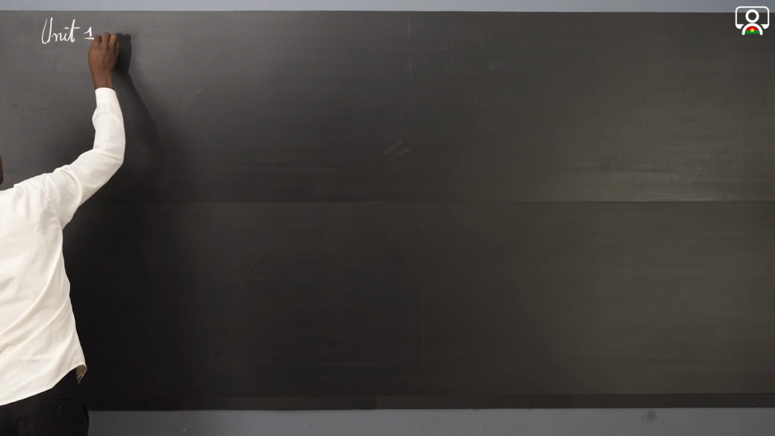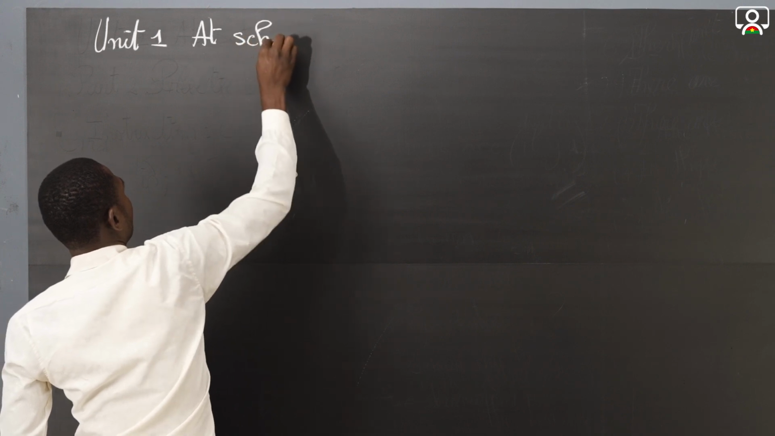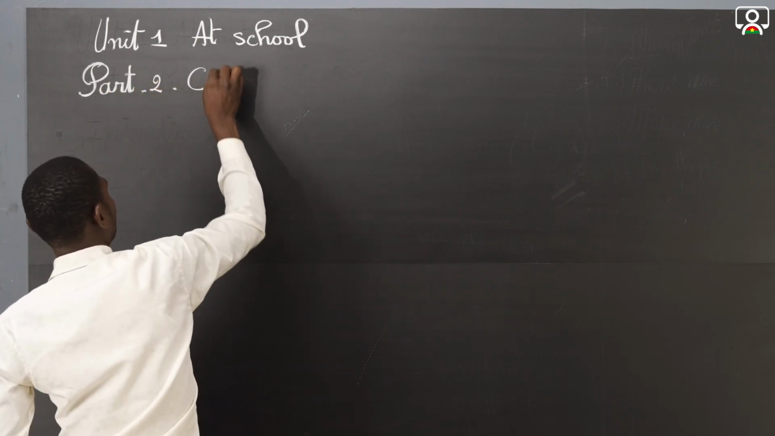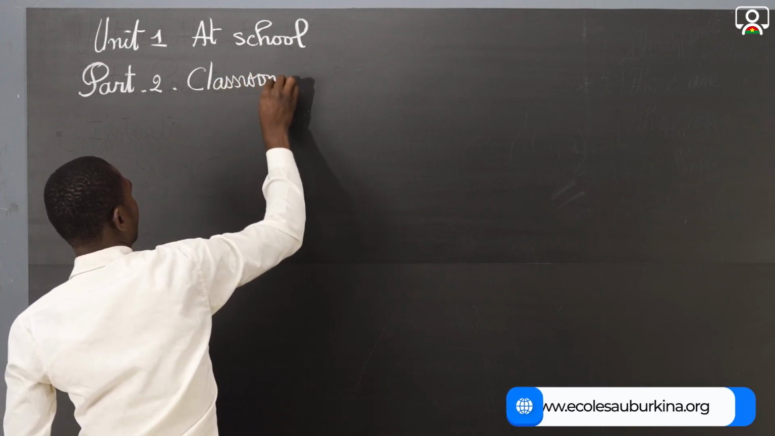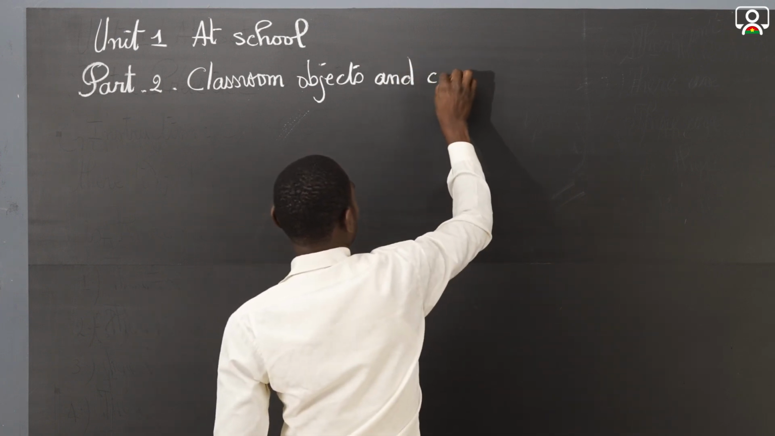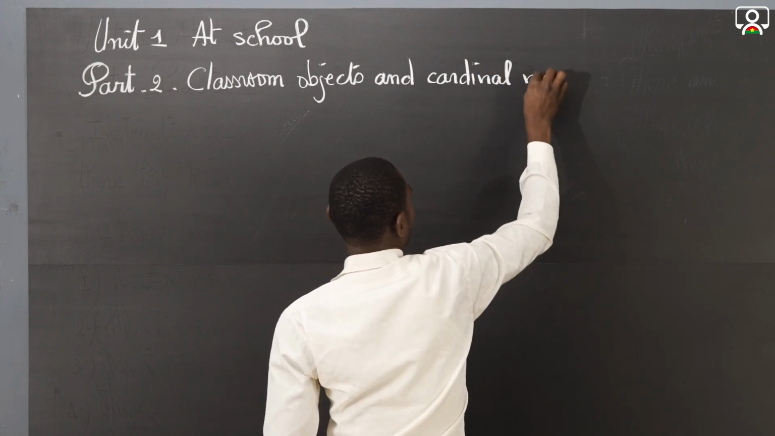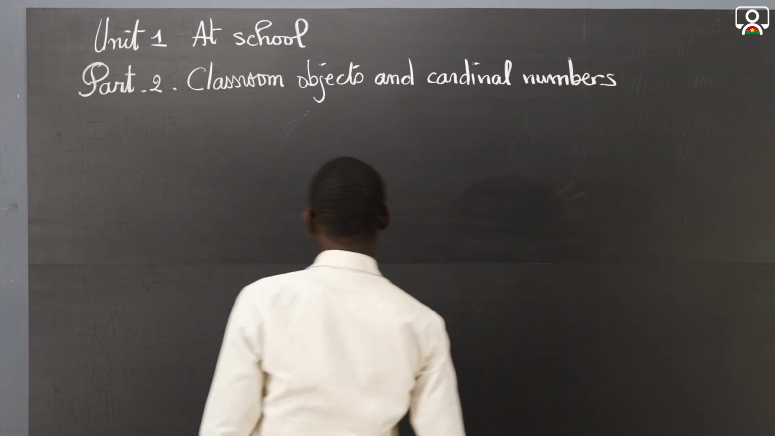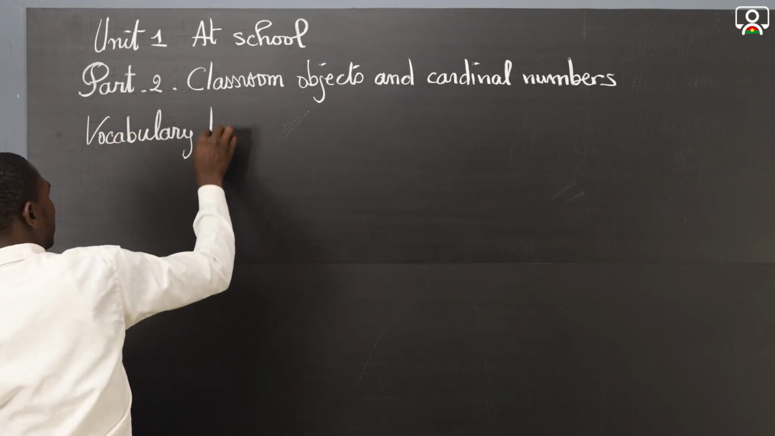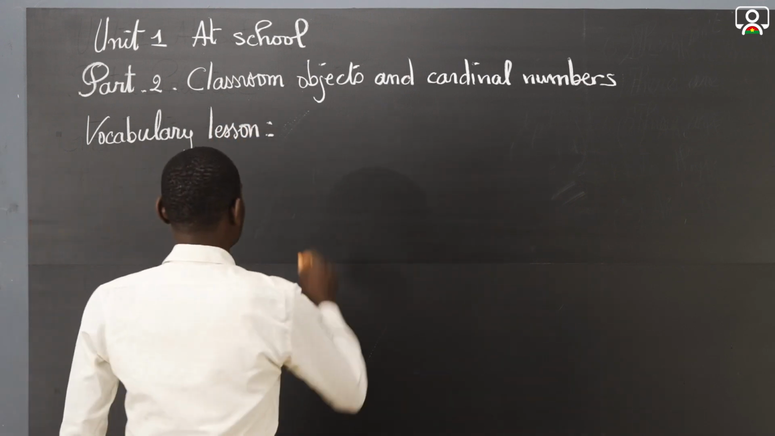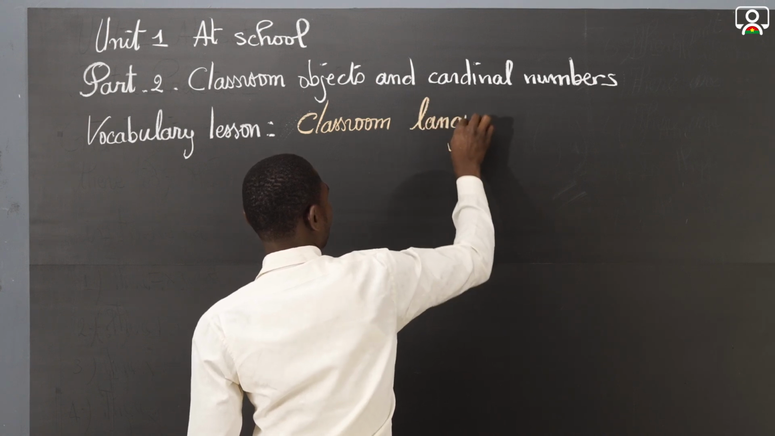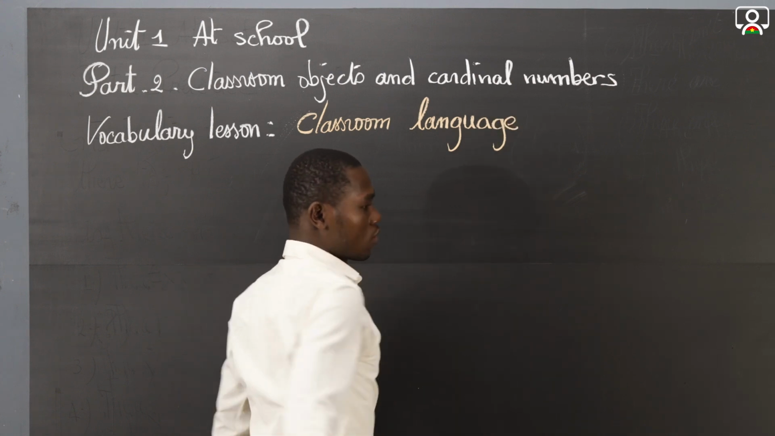Unit number 1, at school. Part number 2, classroom objects and cardinal numbers. Vocabulary. Lesson. Classroom language.